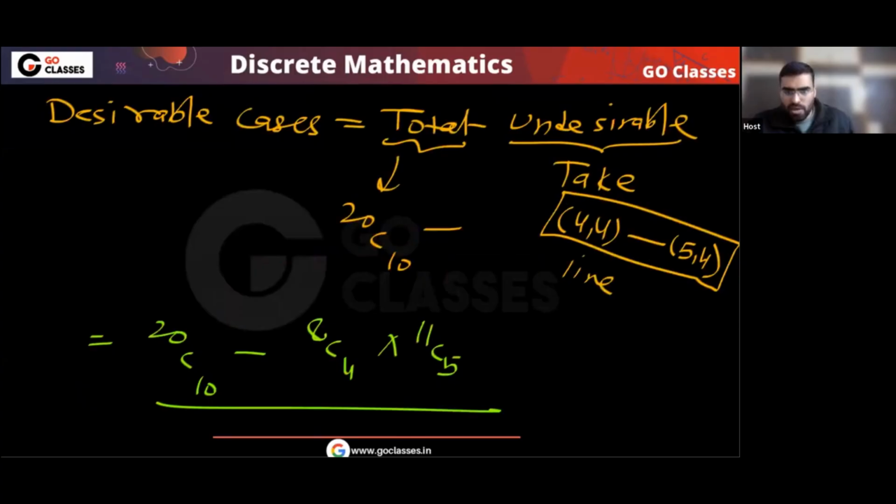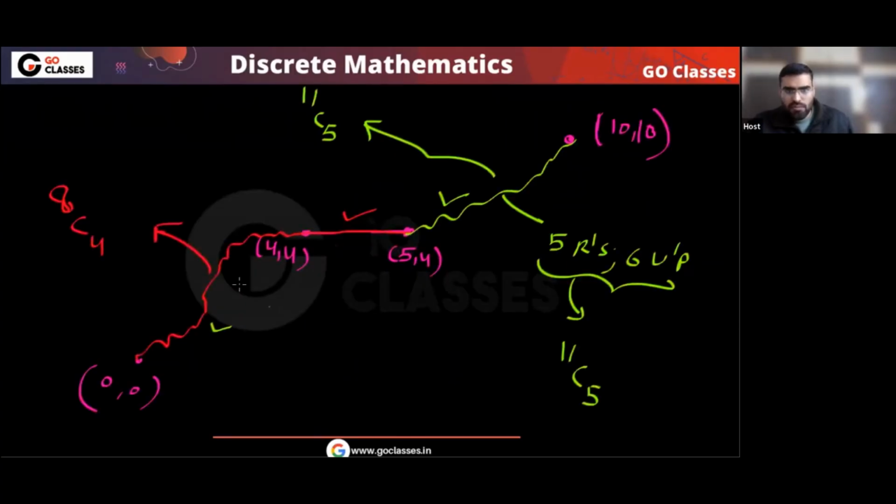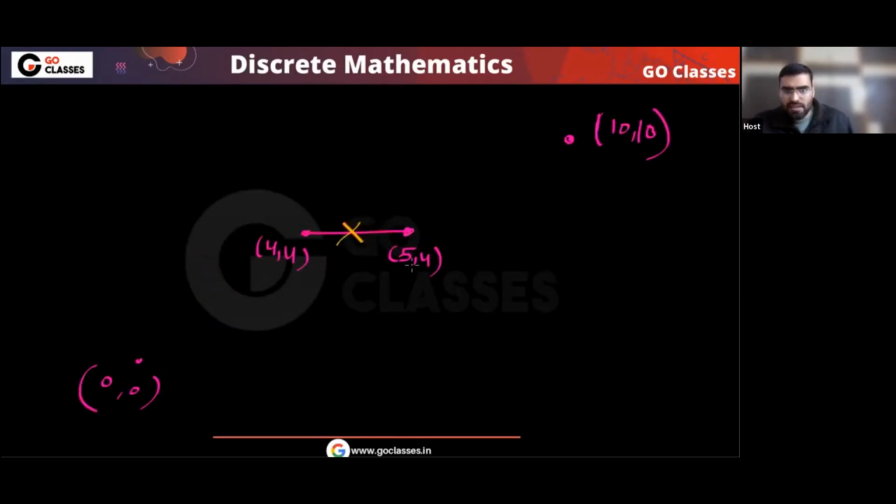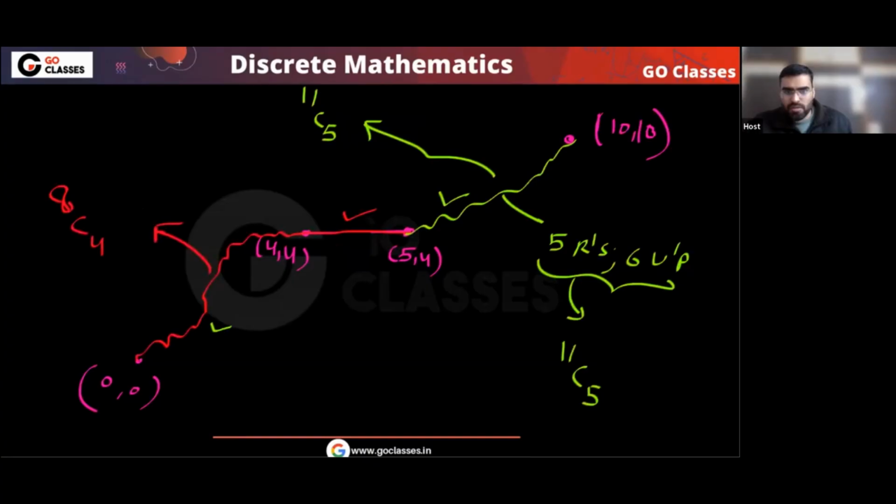How 8C4? See, if you want to take this line, then what do you have to do? Just tell me this point. If you want to take this line, then you have to go to 4, 4. First, you definitely have to go here. There is no other way. You have to go here, then you have to take it, and then you have to go to 10, 10.